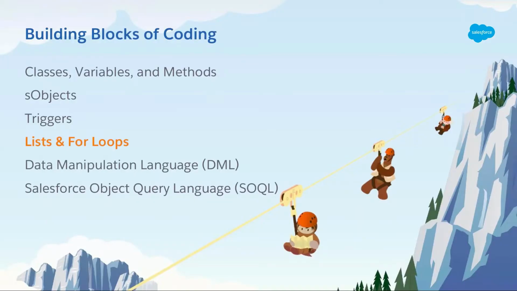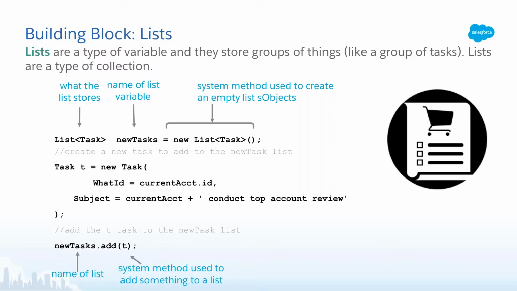So the first one would be lists and for loops. So first, let's look at lists. When you heard me say the word list, your first thought may have been like a to-do list or a grocery list. And lists in Apex are very similar. They're groups of one type of thing that are stored together under one variable name. In this case, it's a group of task sObjects called newTasks. In the first line of this code, we're creating a new list. It's empty and it's ready for new items to be added to it.